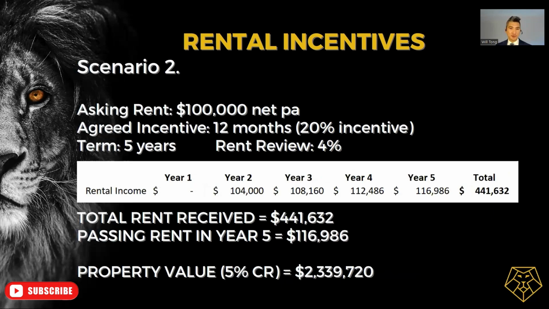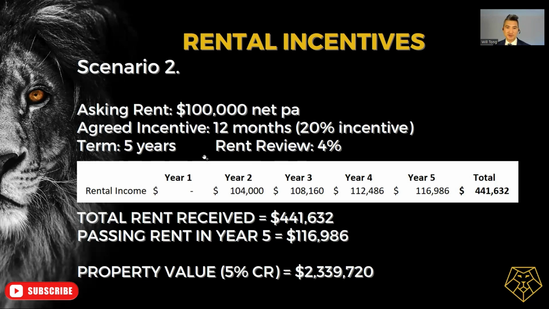If we look at scenario 2, same parameters, except the only difference is instead of giving them a 20% discount on the rent, we're giving the tenant a 20% incentive in the form of a 12-month rent-free period. So if we look at this across the board, then in year 1, because you're offering a 12-month rent-free period, you're receiving 0 rent, or you can structure the rent incentive differently. Maybe you can spread the rent-free period across 2 years or 3 years.